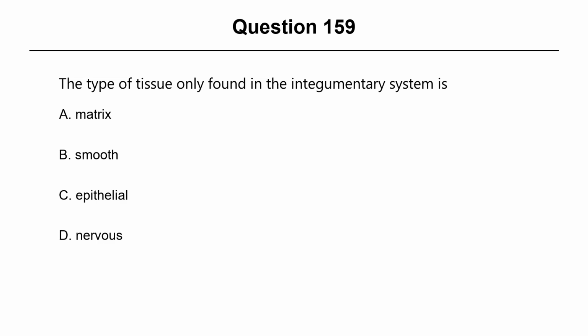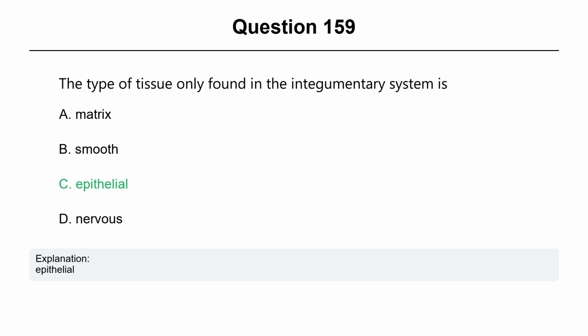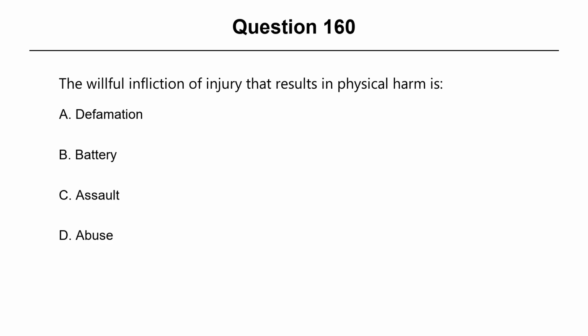The type of tissue only found in the integumentary system is option A, matrix, option B, smooth, option C, epithelial, option D, nervous. The correct answer is option C, epithelial. Epithelial. Question 160.